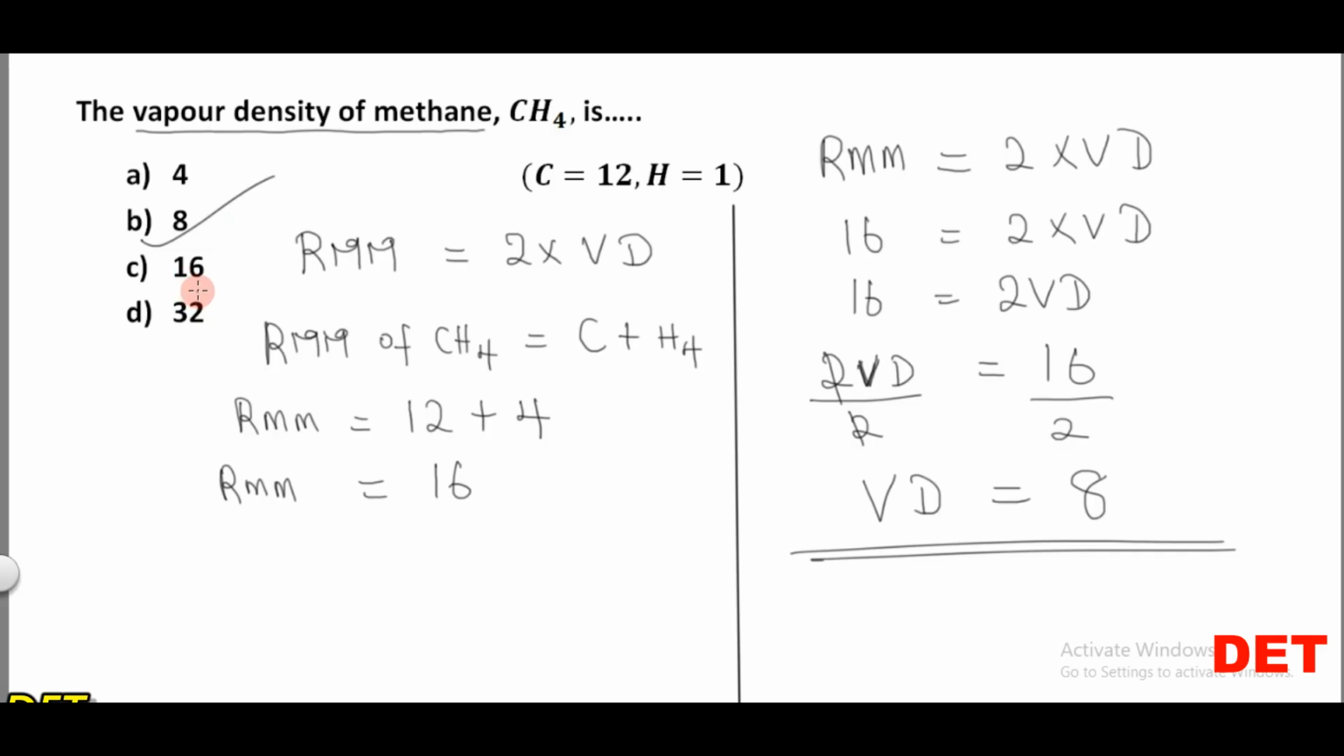So that makes option B the correct answer. All right, it's a very simple and straightforward question. You should know the relationship between relative molecular mass and vapor density: relative molecular mass is equal to 2 times vapor density. This relationship is very important.